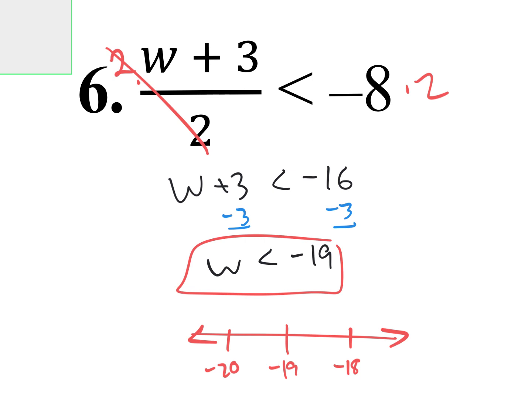And this does say W is less than negative 19. So it's going to be an open dot because there's no solid line underneath it. Open dot. And it looks like the point is on the left side. So it is going to the left. Again, this says W is less than negative 19. Anything to the left side is less. Anything to the right side is greater.